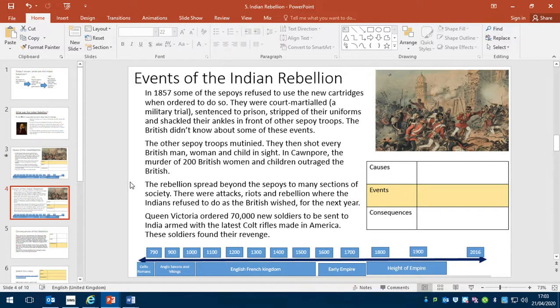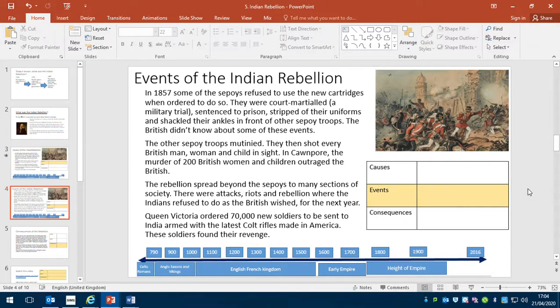So what we're going to have a look at next is the next section of that table, the events. Can you see here I've highlighted this section of the table? We're now going to do that. So draw a line and start your new section. So we know that those new cartridges that were introduced in 1856 were going to cause huge problems. So the next year, some of those sepoys, the Indian soldiers who were working for the British, refused to use the new cartridges when they were ordered to do so.